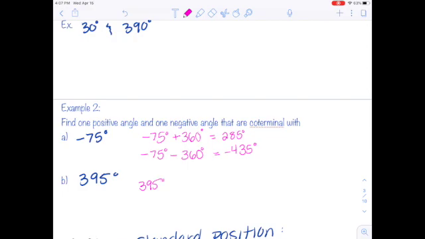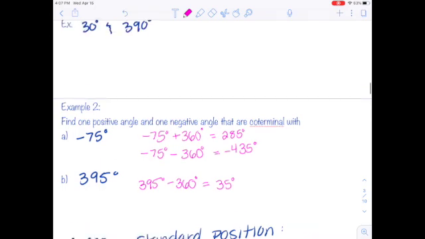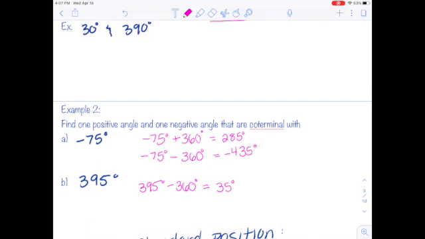If you wanted another positive angle that's coterminal with 395, yes, you can just add another 360 to that, and you'll get like 2 or 3 spins around your unit circle. But you could still subtract a full spin out of 395, and you would be left with a coterminal angle of positive 35. So that's a little tricky.